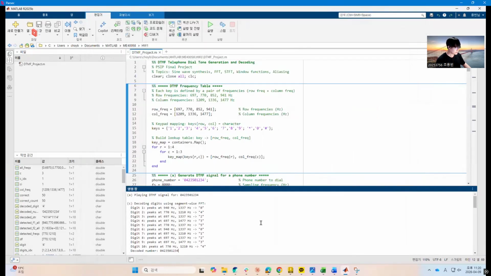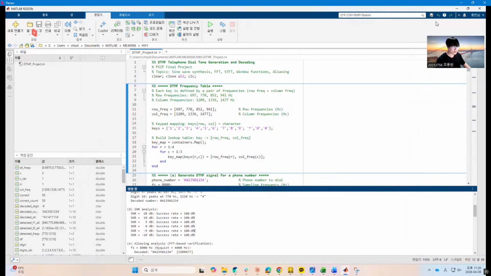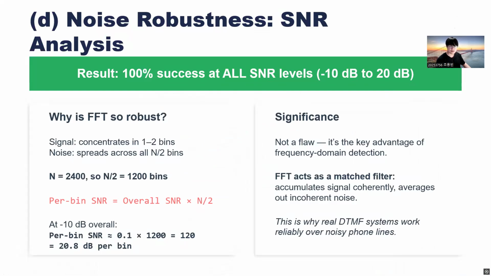And that the success rate is 100%. And this is the reason: the energy of the noise, so the peak of the noise, is significantly smaller than the signal peaks. And this is the reason why the FFT result didn't change even though the noise was added to the signal.